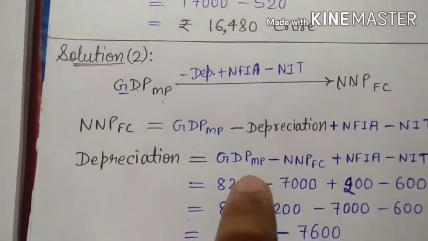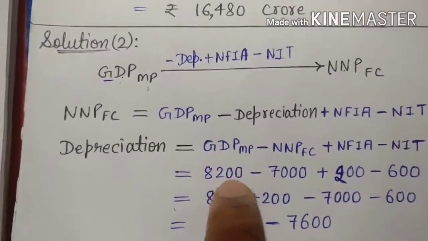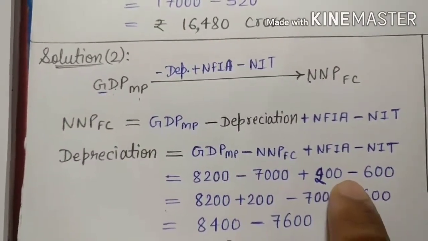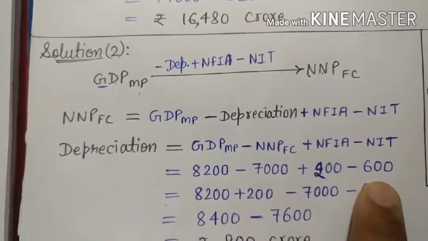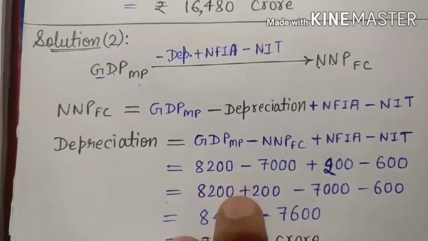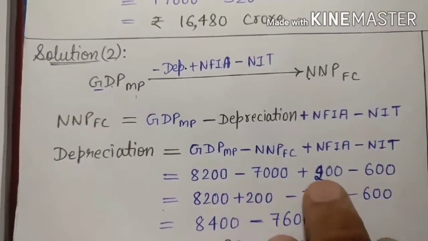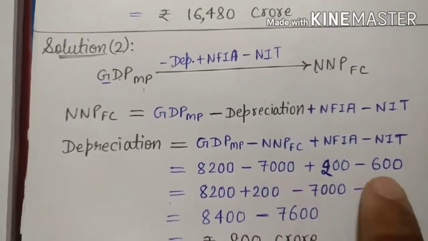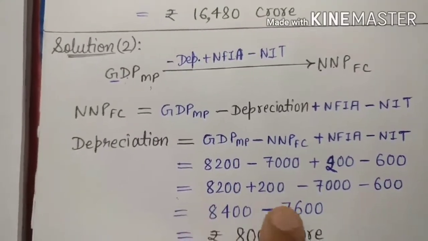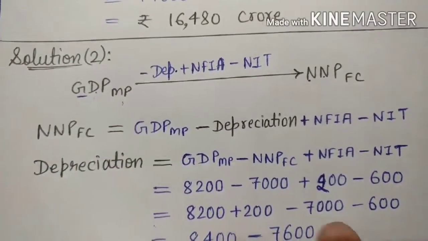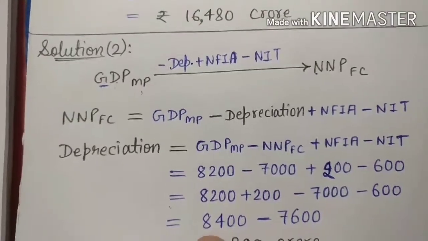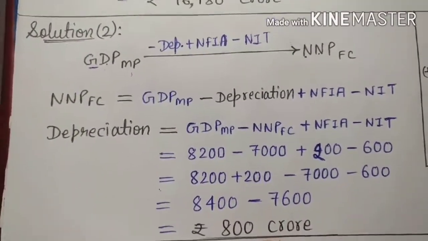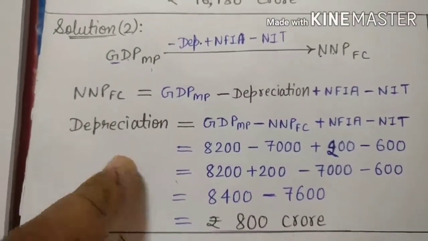Now from the question we will find their value. GDP at MP was given 8,200, NNP at FC was given 7,000, NFIA was given 200, and NIT was given 600. So we'll do the calculation. 8,200 plus 200, so plus 200 we write together, and minus we write together: minus 7,000 minus 600. 8,200 plus 200 becomes 8,400, minus plus, so 7,600. So 8,400 minus 7,600 becomes 800 crore. This is the value of our depreciation.